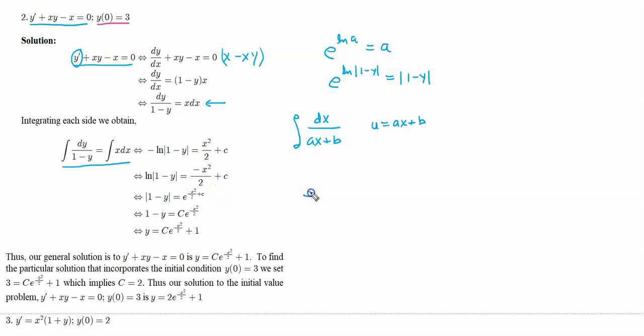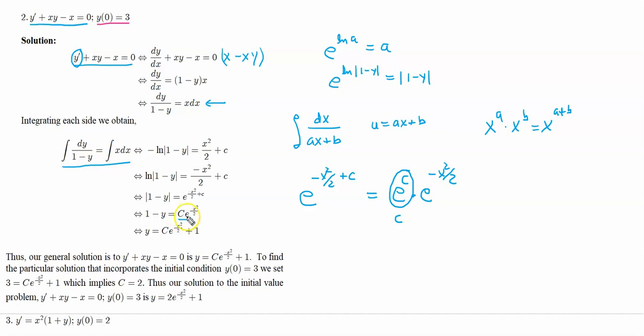Now we can take that, let me just write it over here. Using rules of exponents, we can write this as e to the c times e to the negative x squared over 2. That's using the rule of exponents that x to the a times x to the b is x to the a plus b. And then e to the c is just another arbitrary constant that we will call c. So right there it is.